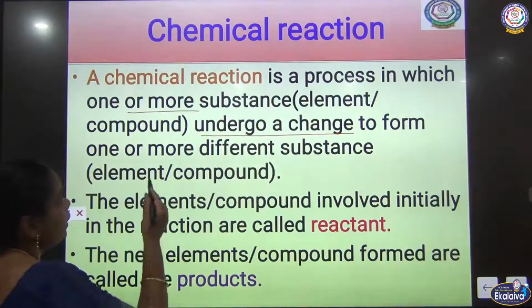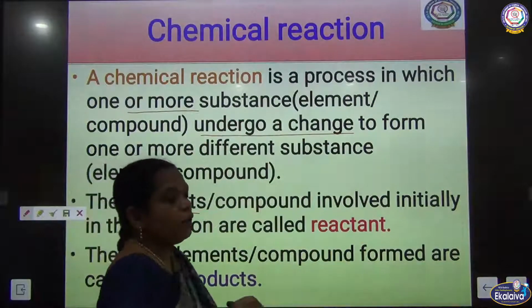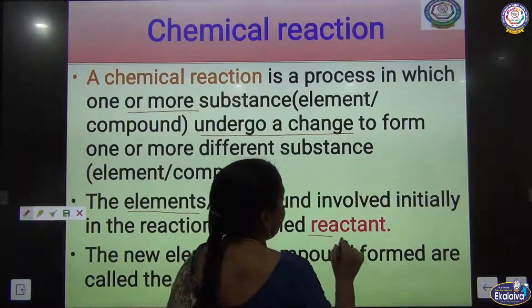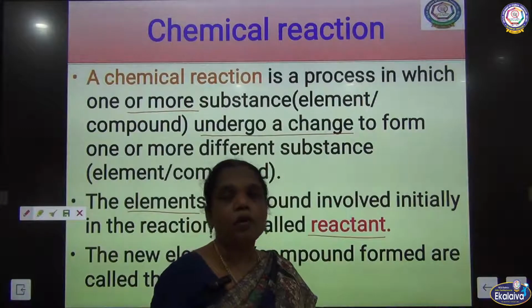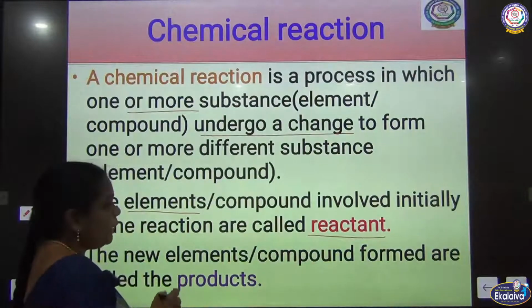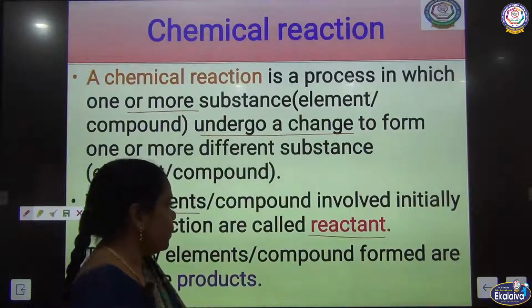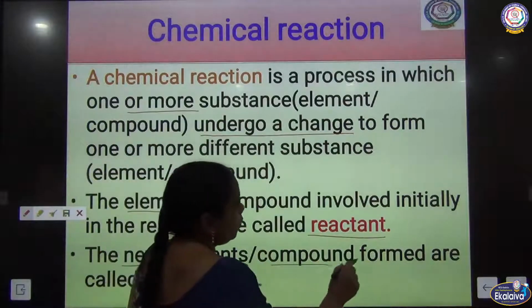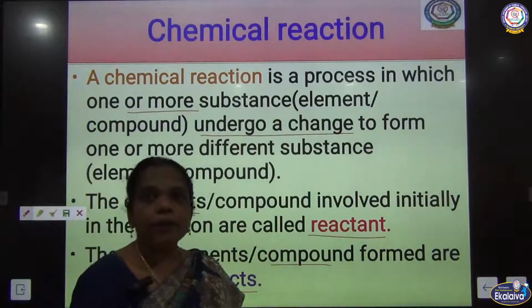In that reaction, the element or compound or substance involved initially is called the reactant. Then after the change, different substances are formed. The different or new substance, the element or compound formed, is called the product. Understand? So what is meant by chemical reaction?